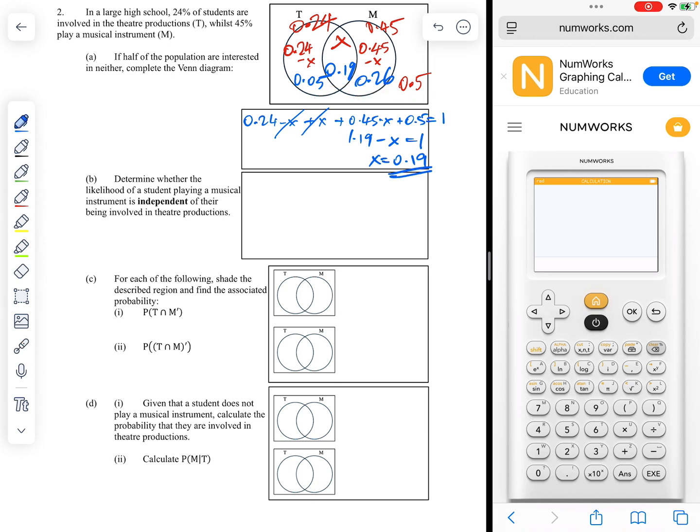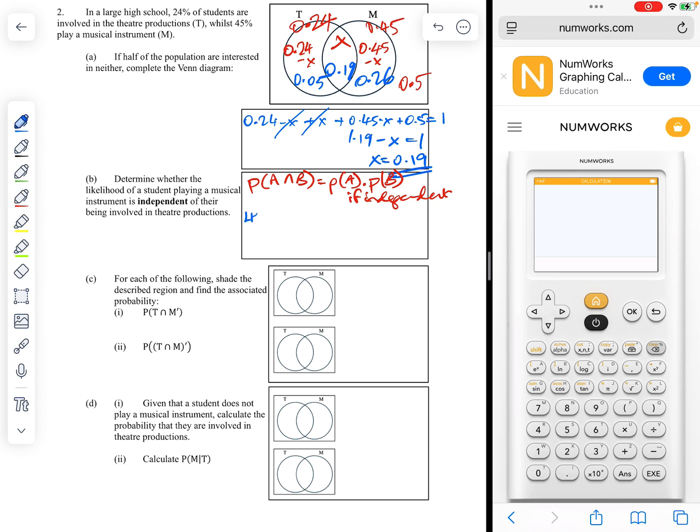B. Determine whether the likelihood of a student playing a musical instrument is independent of their being involved in theatre productions. We have from the formula sheet the probability of A intersection B equals probability of event A times probability of event B, if independent. So with all the values from our diagram at the top, we're going to check whether this is true or not.